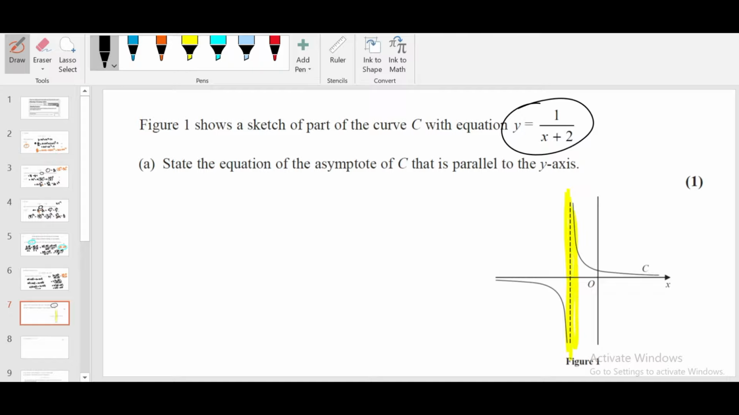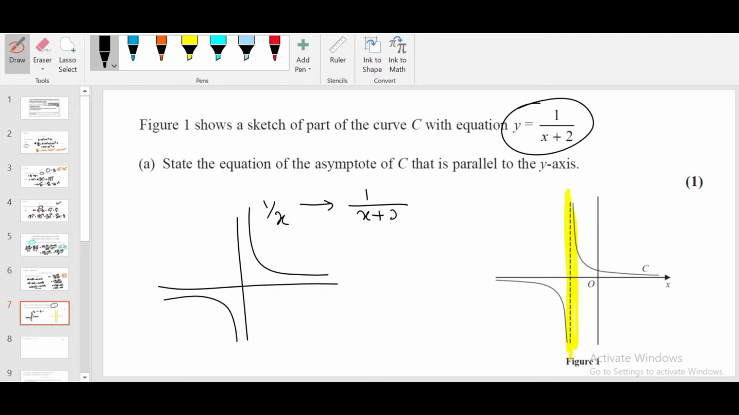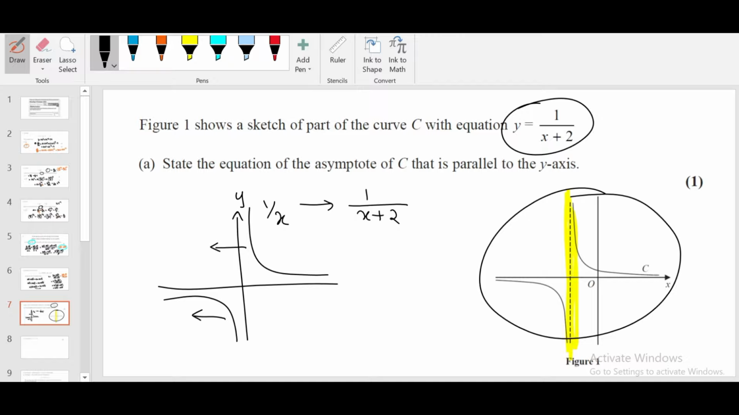You see, if you take the graph 1 over x, this is 1 over x. And if you replace x by x plus 2, the graph will be moved to the left side. The translated to the left side 2 units. You should have learned this in P1 chapter 4, graphs and transformation. So after moving, this is the graph we got. So when you move, the asymptote on the y-axis will also be moved here 2 units.